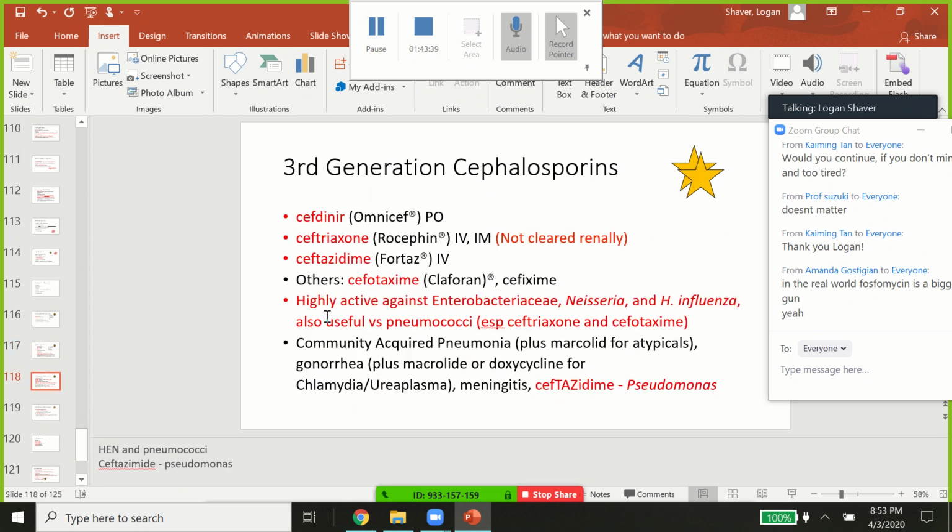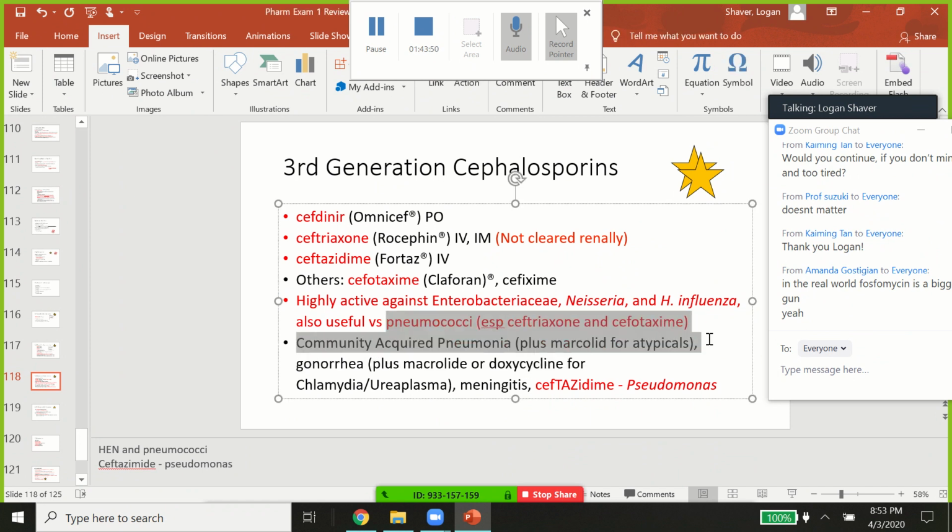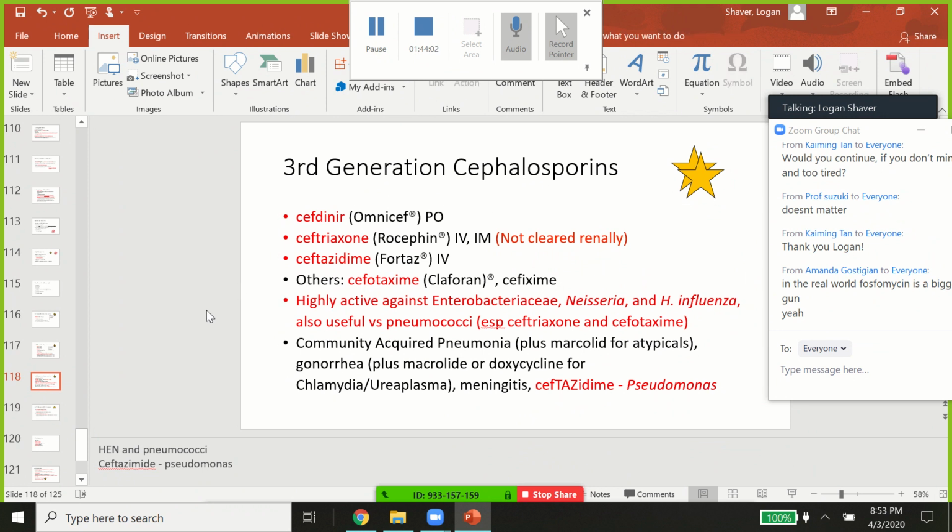And then third generation, list all these again. And notice I put it down here for you that it has HEN and pneumococci. So that's the first time pneumococci is mentioned. And then notice that it mentions ceftriaxone and cefotaxime specifically for that. And then down here, ceftazidime for Pseudomonas. That's a very common one that they mention with Pseudomonas quite a bit.